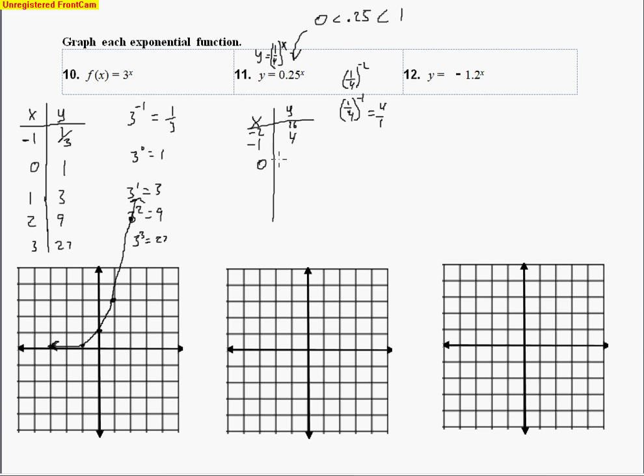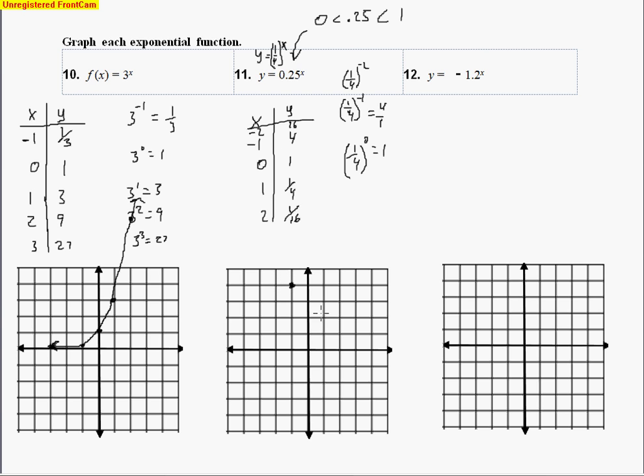If I plug in 0, I just get 1, because anything to the 0 power, no matter what it is, is always 1. If I plug in 1, I just get that same number, 1/4. If I plug in 2, I end up getting 1/16. As I make these exponents bigger, like 2, 3, 4, it never makes a negative number. It always stays positive, but it makes the fraction very small. So let's try to plot this. Over 1, up 4 spaces puts me here. I can't fit over 2, up 16.